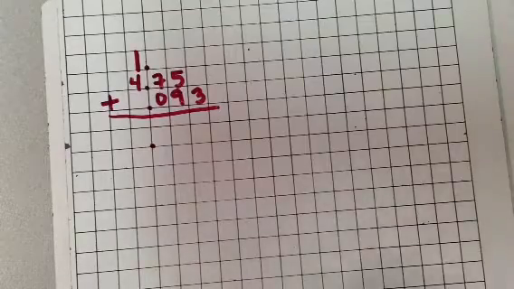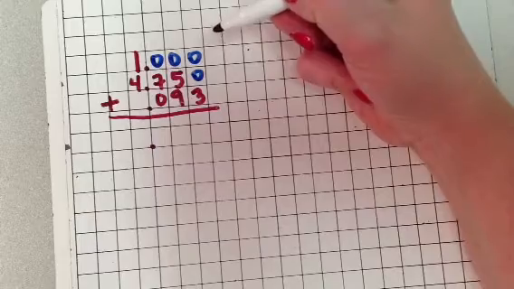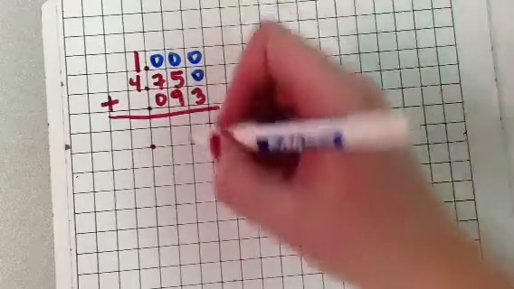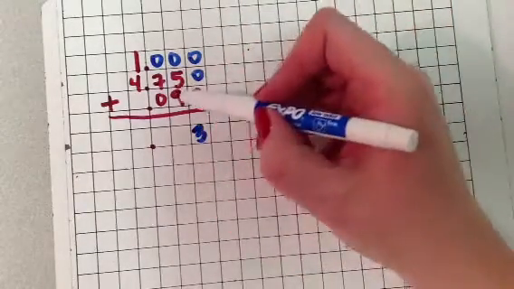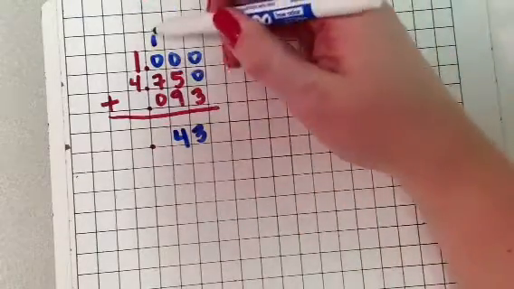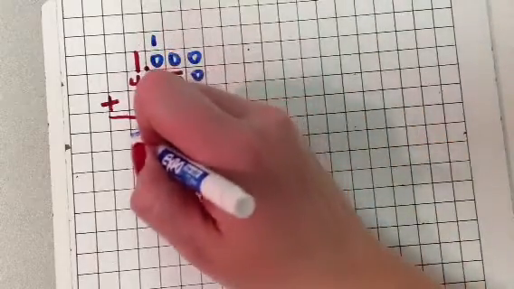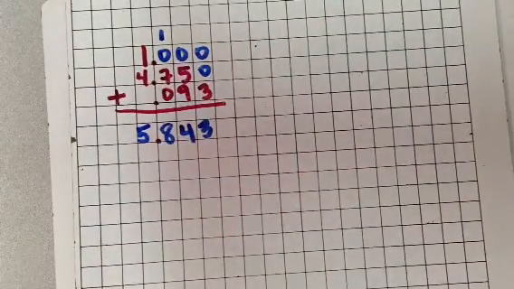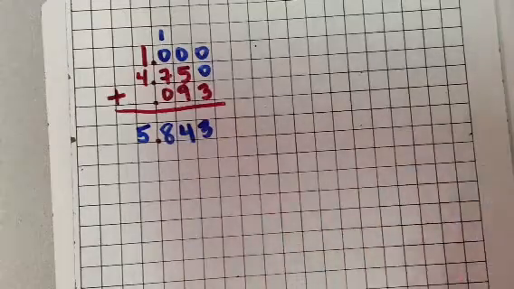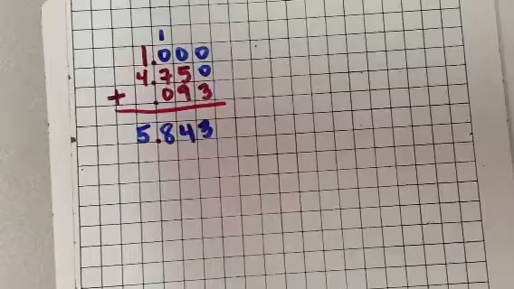Okay, so if I want to, I could add zeros in and fill in all these squares. It's really up to you. But 3 plus 0 and 0 is 3. 9 plus 5, 14. Carry the 1. 7 plus 1 is 8. And 4 plus 1 is 5. So then I know that my answer is 5.843, or 5 and 843 thousandths.